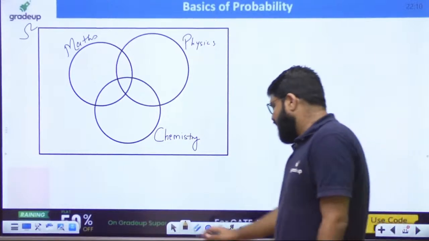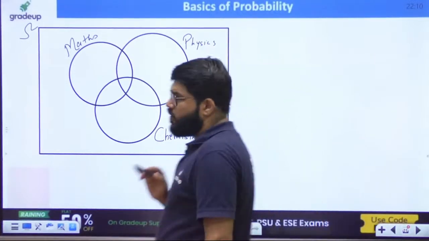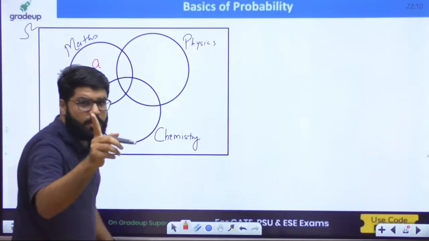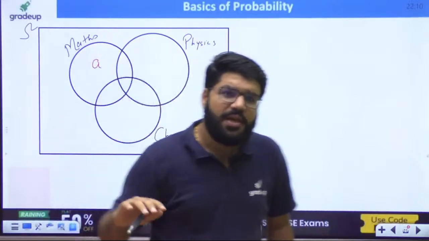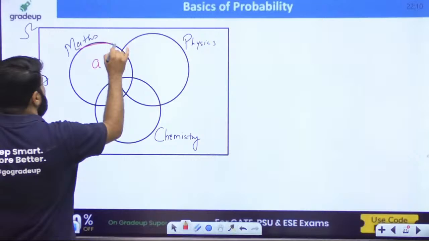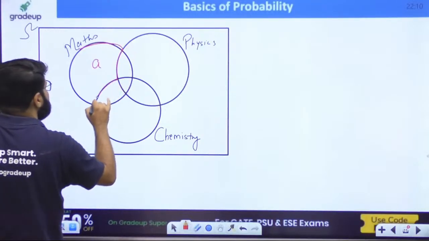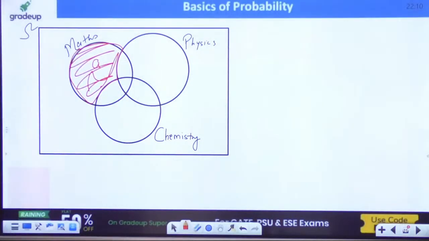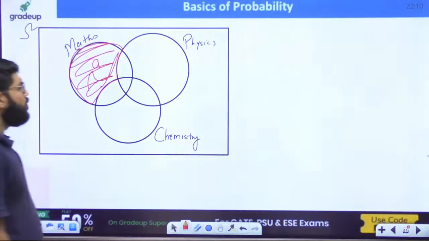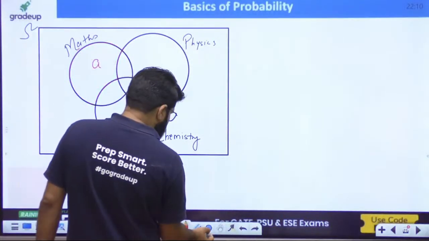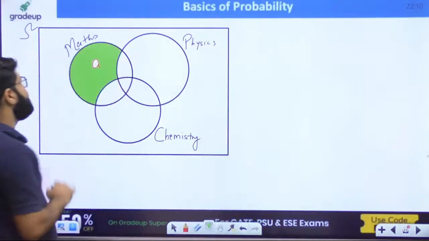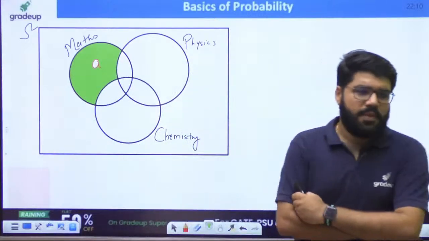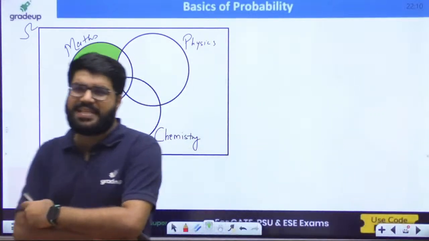Now overall, what are the possibilities? I will divide this Venn diagram into separate regions. Let us consider the number of students passing only maths. So what should be only maths? Only maths means passing only in maths, not in physics, not in chemistry. This particular portion will represent only and only maths. The number of students passing in only maths, let's say that is equal to A.